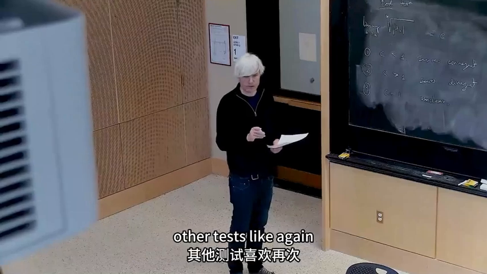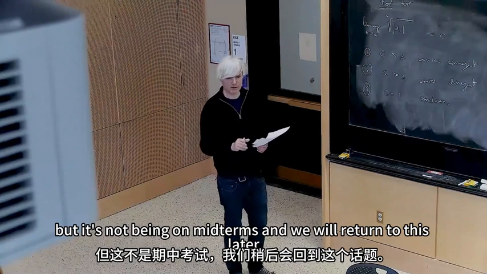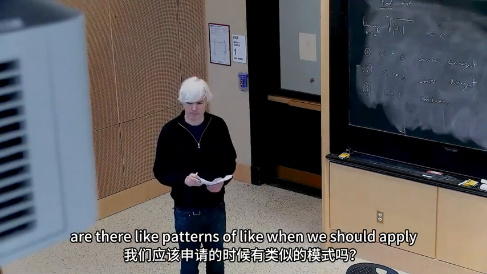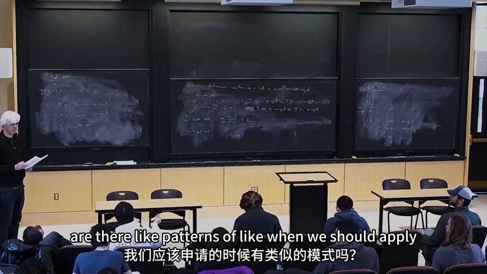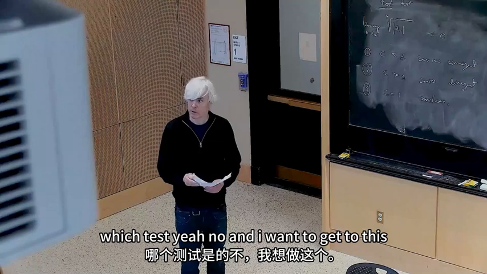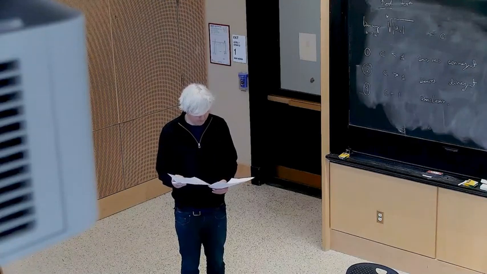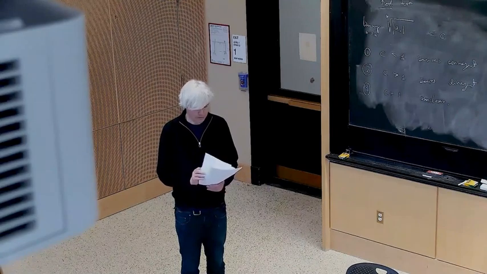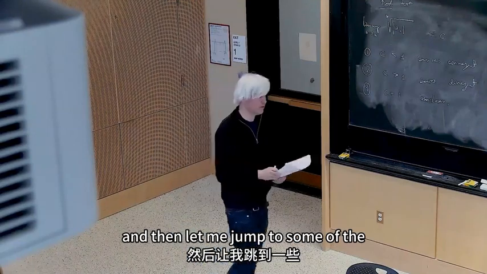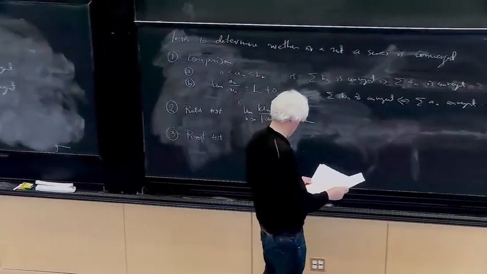There were a few other tests, like the alternating series test, that we sort of proved, but it's not going to be on the midterms, and we will return to it later. Are there patterns of when we should apply which tests? Yeah, and I want to get to this in just a second. Let me say a couple of words first, then jump to some examples of problems, and then I'll come back and review a little bit more.